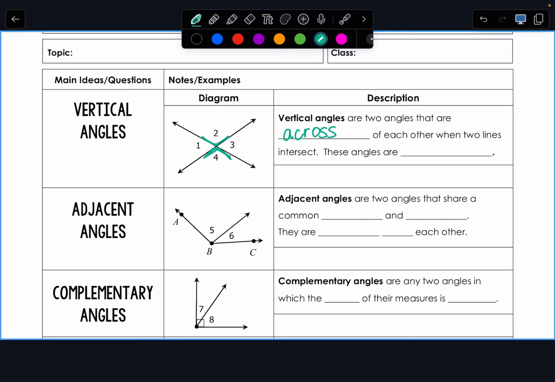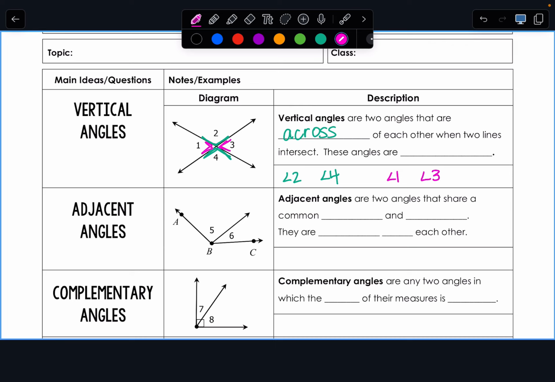So you're telling me that angle 2 and angle 4 are vertical. Who else is vertical? Angle 1 and angle 3. I like to think of these as V for vertical. Like angle 2 looks like a V, and then upside down 4 is a V.